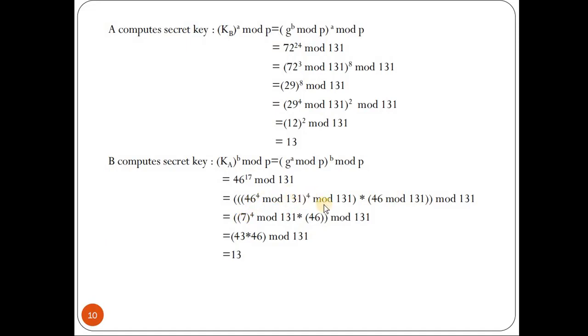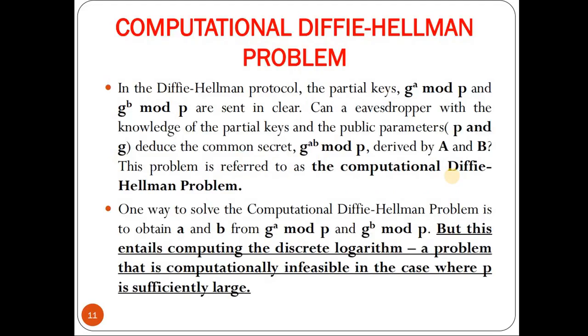So 7 to the power 4 mod 131 we need to calculate. Again 46 mod 131 is 46 itself. Okay, 7 to the power 4 mod 131 is 43, into 46 mod 131, that is equal to 13. So as you can see, it has computed the same value. Now for the entire session it will be using this key, that is the value 13, as its key. Next we'll go through the computational Diffie-Hellman problem.